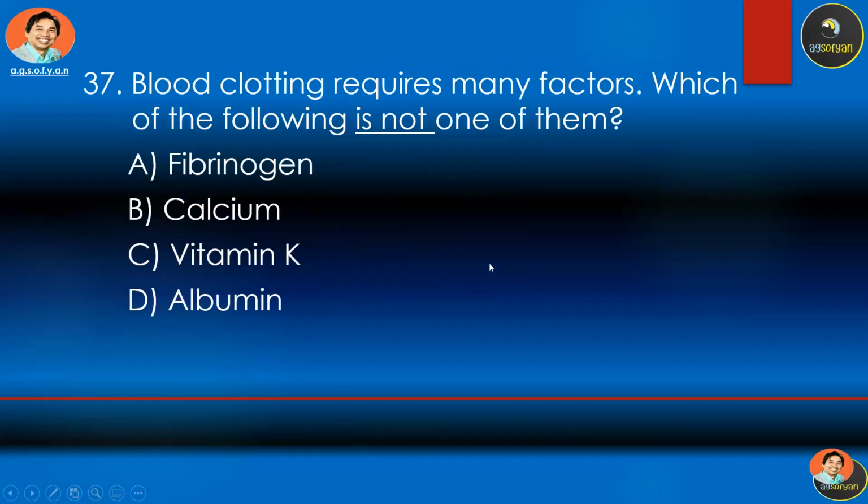Blood clotting requires many factors. Which of the following is not one of them? A, B, C, or D? Okay, now for blood clotting, we know we need fibrinogen. This is the one that will be converted into fibrin. We need calcium and vitamin K. Albumin is not part of the clotting factors. Albumin is actually the most abundant protein in the plasma that carries other particles like maybe lipids.